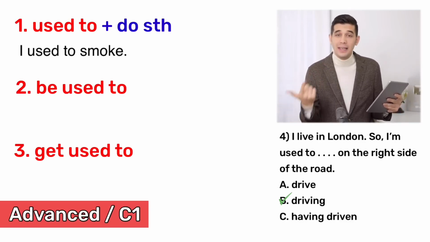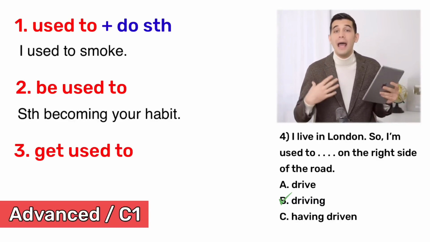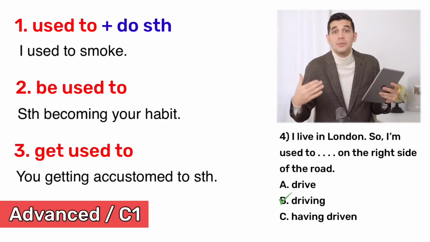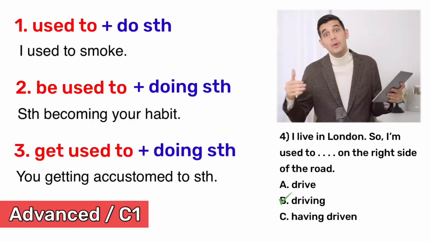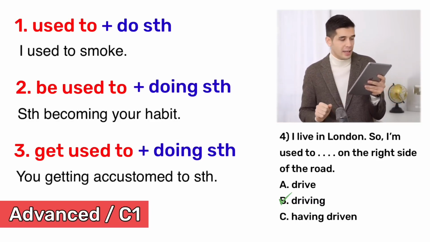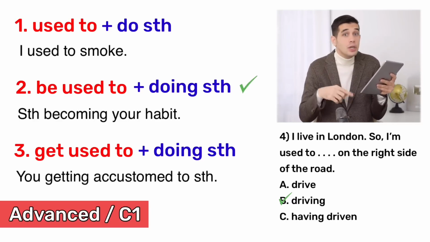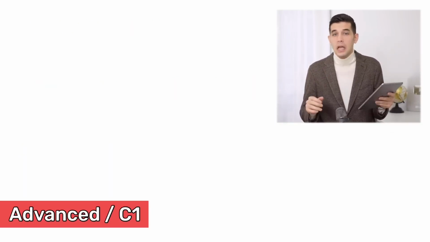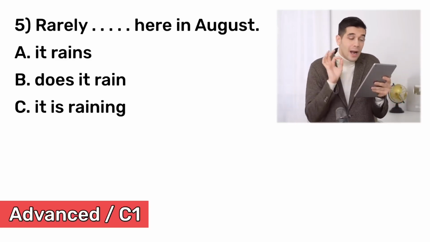After be used to and get used to, which talk about something becoming your habit or you getting accustomed to something, we use gerund. Be used to doing something and get used to doing something. Now, look at the question again. I live in London, so I am used to driving. Question number 5, the last question of C1 level.